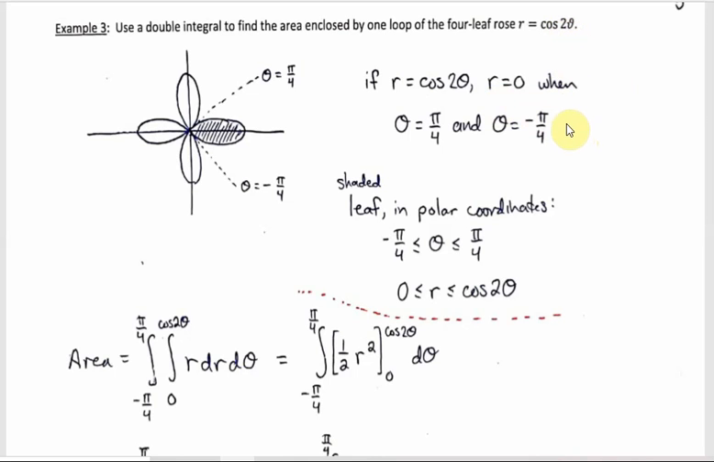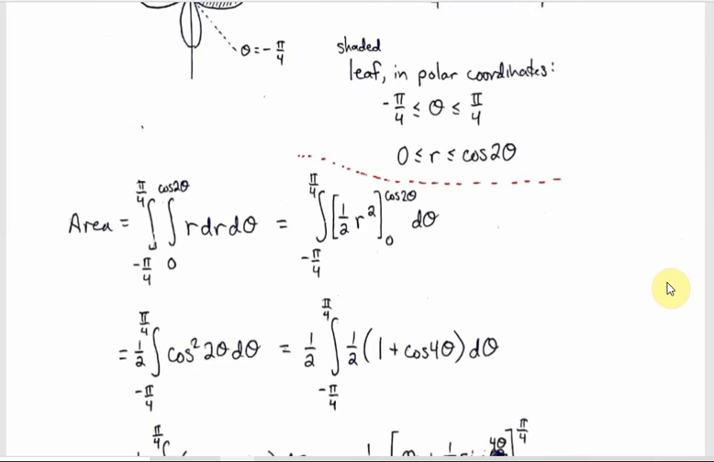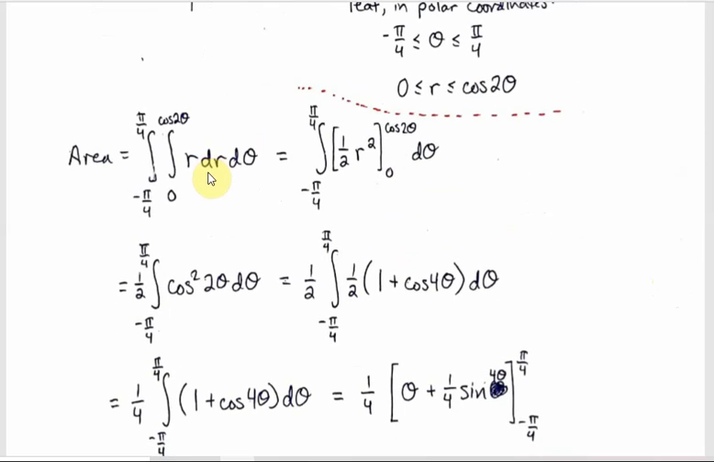And then if theta is negative pi over 4, then that's going to be the cosine of negative pi over 2, and that's going to be 0. So those are our limits of integration for theta. And then for r, it's starting at the origin and then going out to cosine 2 theta to get that leaf shape. So here we go with the area.